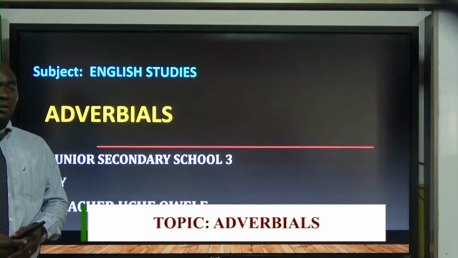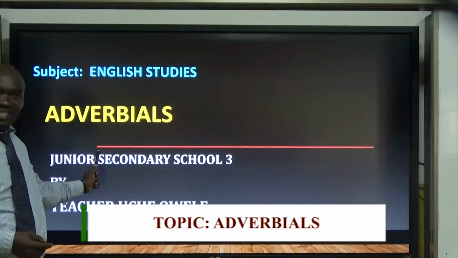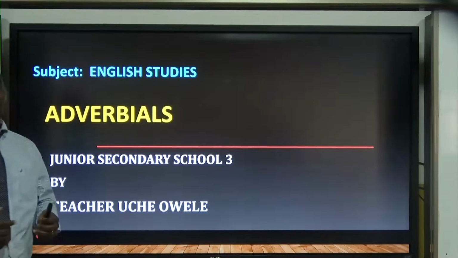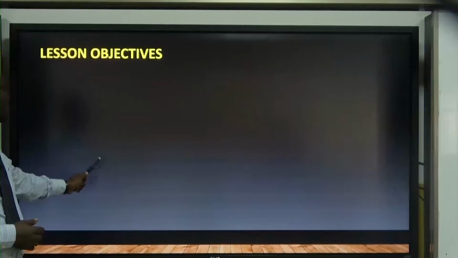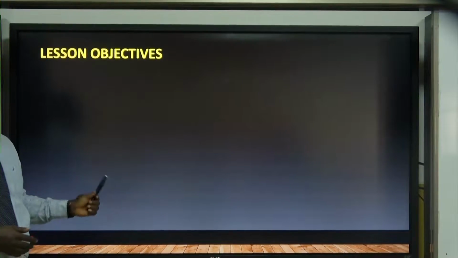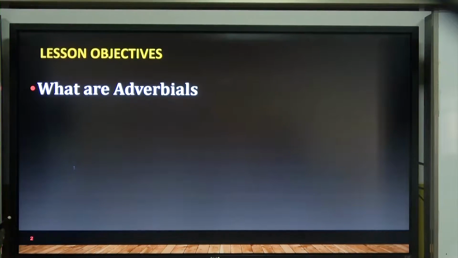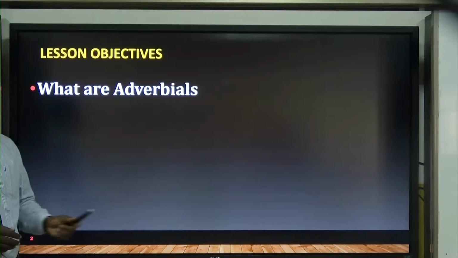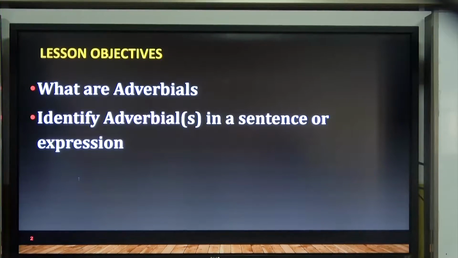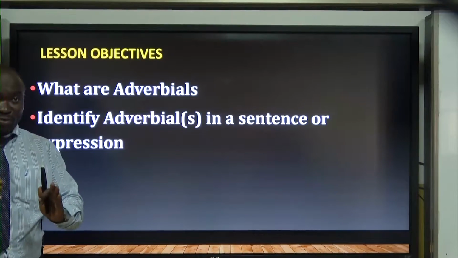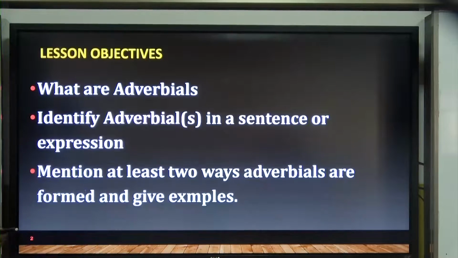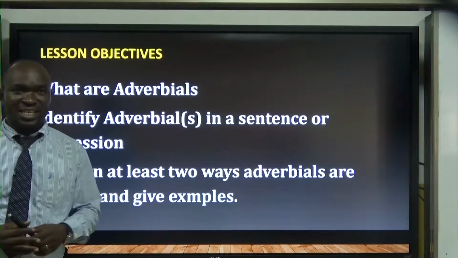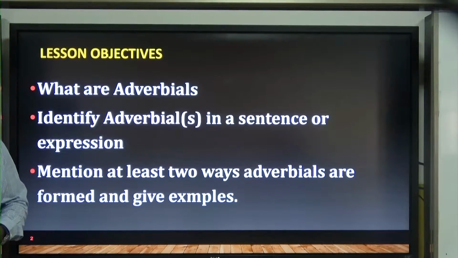And we'll be dealing with the topic adverbials. Okay? I'm sure you have heard of adverbials. We will be having some lesson objectives, and this includes what are adverbials. Identify adverbials in a sentence. You should be able to identify adverbials when a sentence is made. And then mention at least two ways adverbials are formed or used in a sentence. Are you ready? Let's do it.